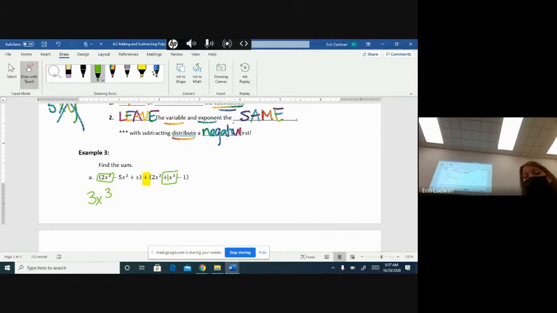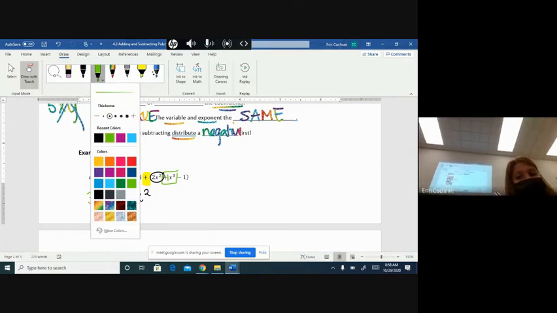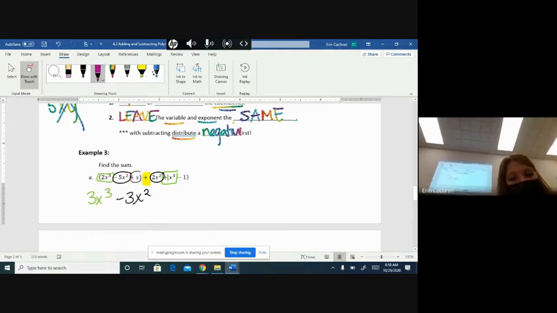All right. Then we have a negative 5x squared and a positive 2x squared. So what's a negative 5x squared plus 2x squared? Negative 3x squared. Good. Then we have a positive x. Can a positive x be added with anything? Nope. So we write plus x, and then we have a negative 1, and that's going to stay minus 1.